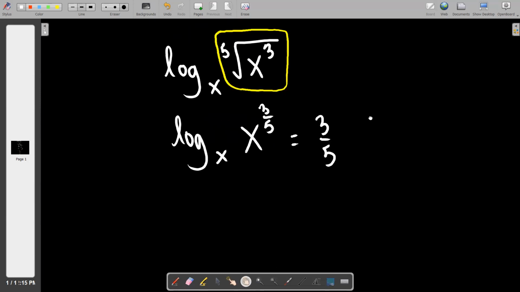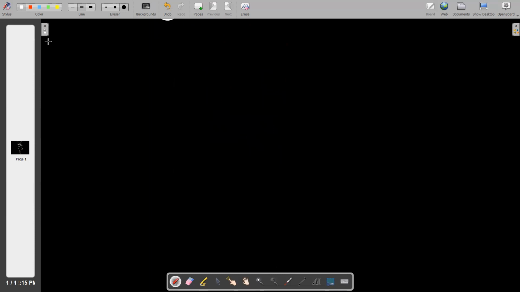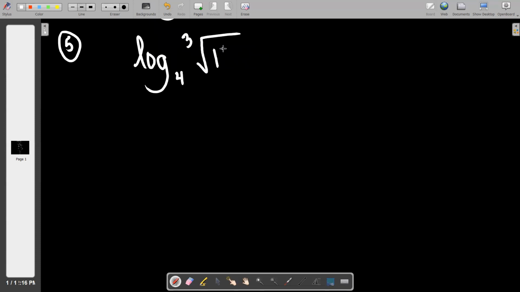Okay. Next section. I call this section 5 on my note cards. We're going to be doing exactly what we did in section 4, but this time the bases are not going to be the same. So for our first example, watch out. We have log base 4 of the cube root of 16.